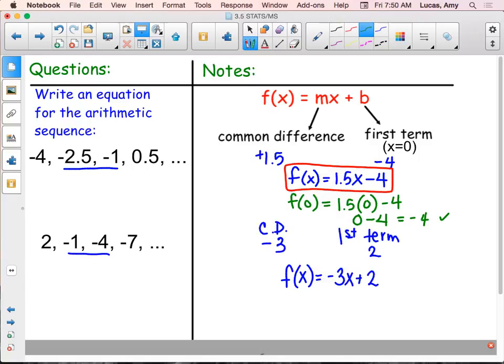And if I plug in 0, f of 0 equals -3 times 0 plus 2. -3 times 0 is 0, plus 2 equals 2. My first term is 2. Perfect. So my equation is correct.